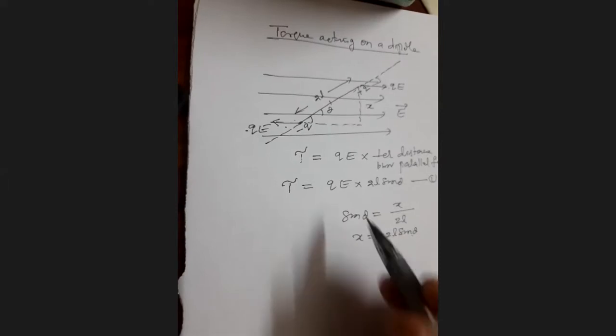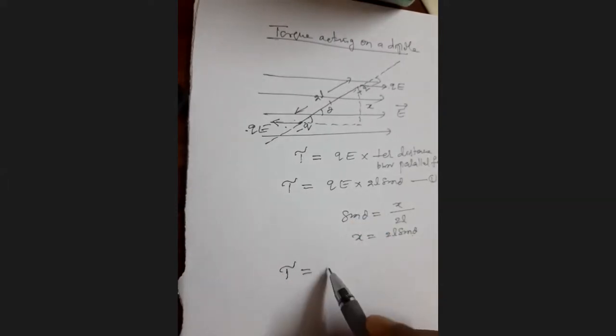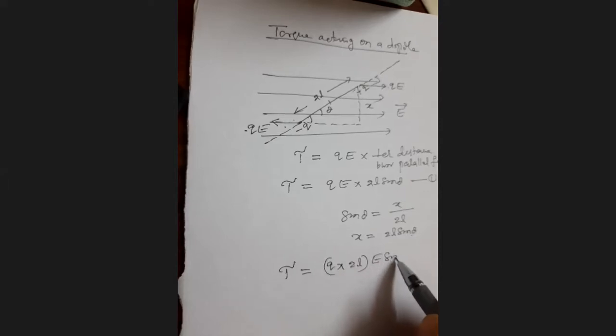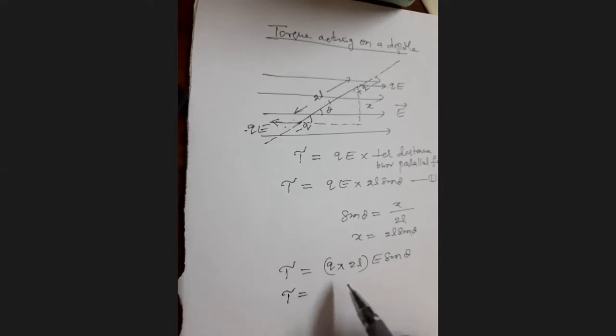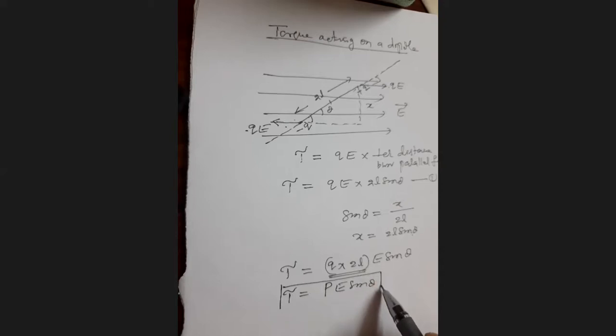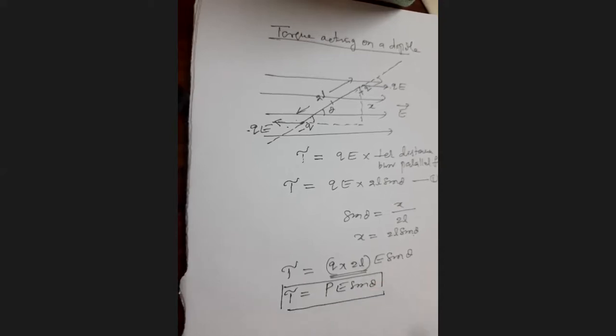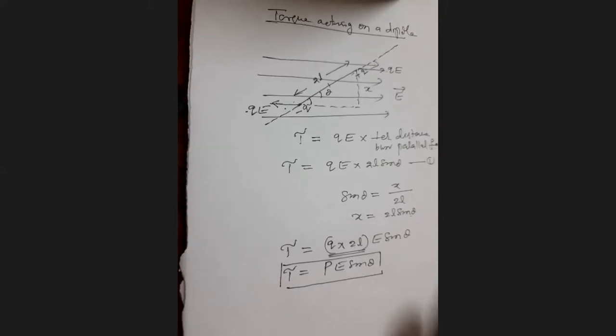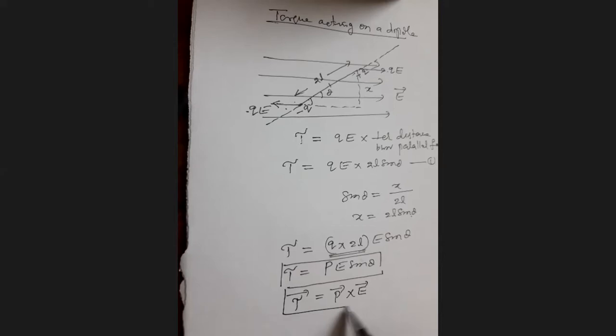By rearranging that expression, I am writing it as tau equals Q into 2L into E sine theta. But Q into 2L represents what? Dipole moment, capital P. So tau equals P E sine theta. This represents the torque acting on the electric dipole when it is placed in the uniform electric field. Vectorially, we write it as tau bar equals P bar cross E bar.